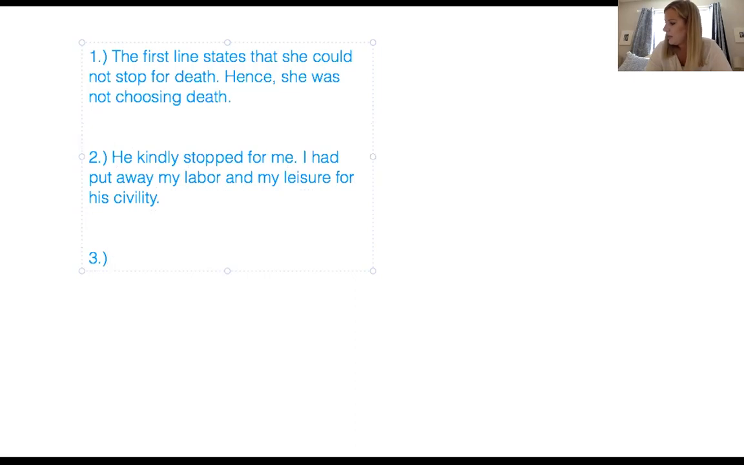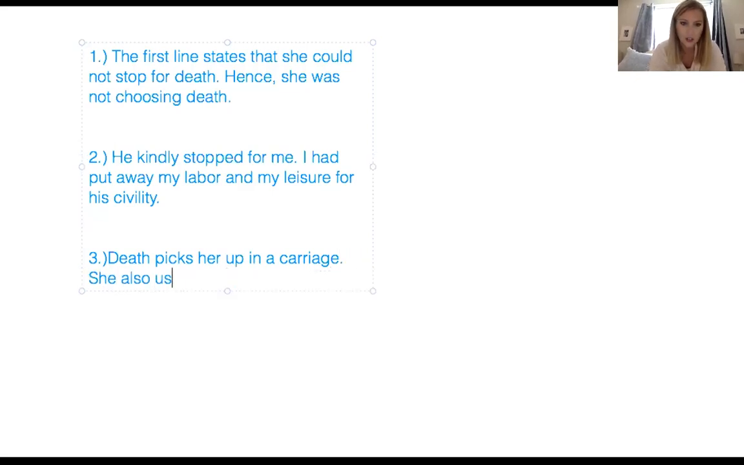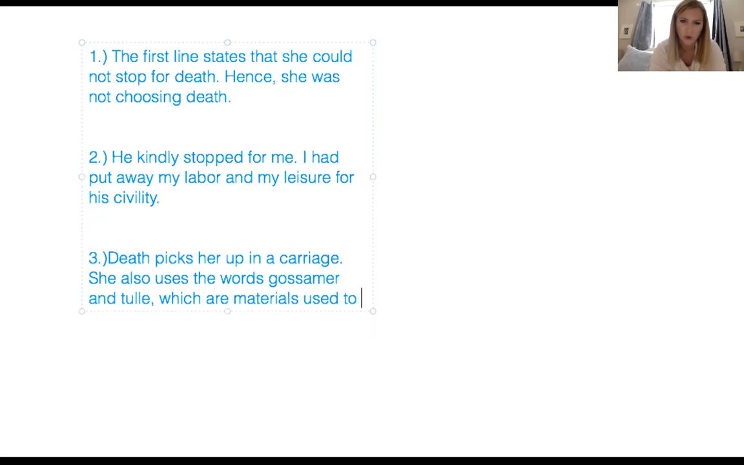Number 3. Dickinson romanticizes death in this poem. Well, how do you know that? Well, death picks her up like a date in a carriage. She also uses the words gossamer and tulle, which are materials used for a wedding. Okay, let's go ahead and keep going. We're almost finished.